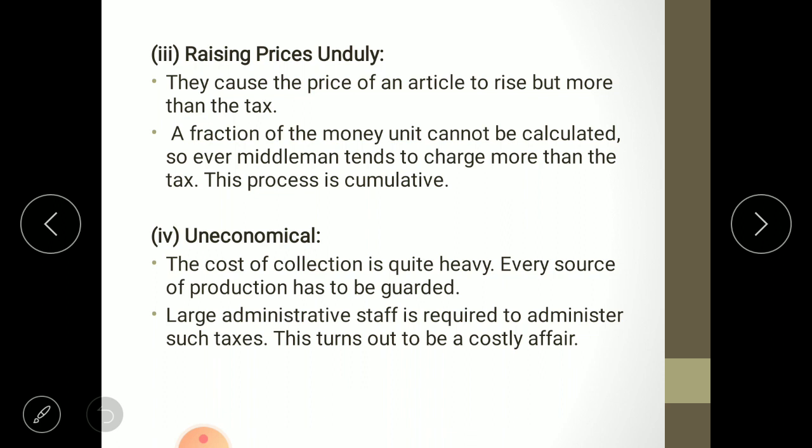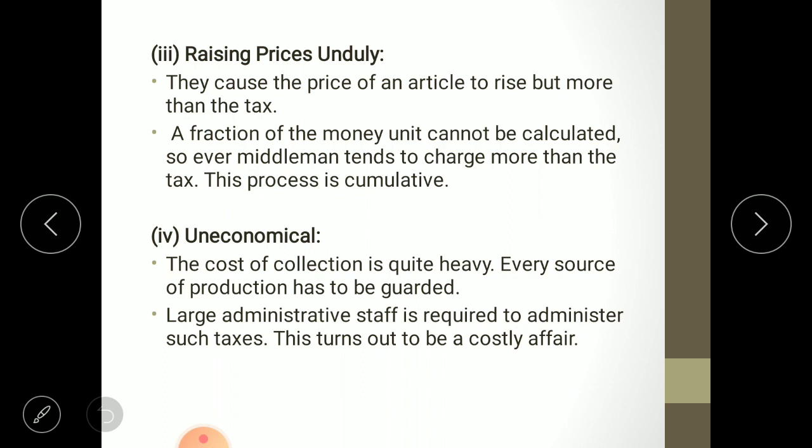Then the next one is uneconomical. Uneconomical means the cost of indirect taxes is more as compared to the revenue yield by the government. The cost of collection is quite heavy. Every source of production has to be guarded. Large administrative staff is required to administer such taxes. This turns out to be a costly affair.